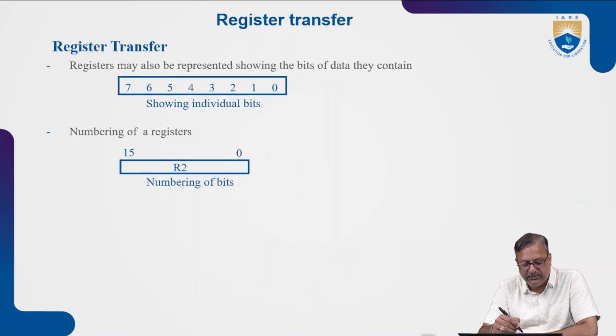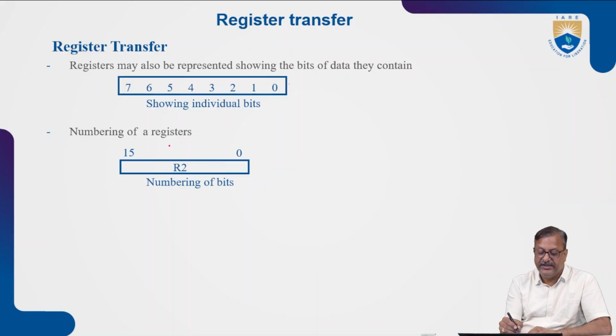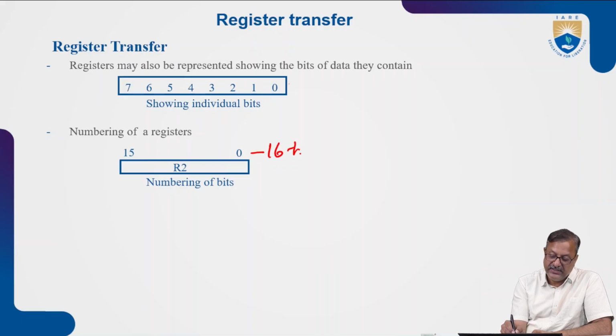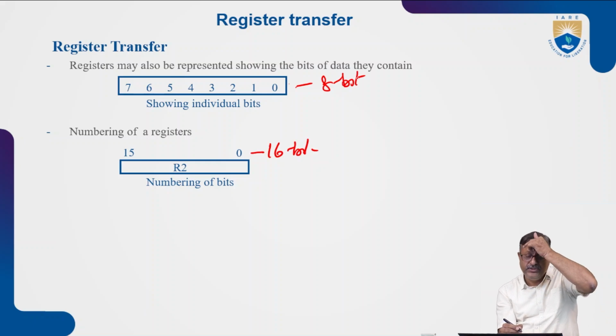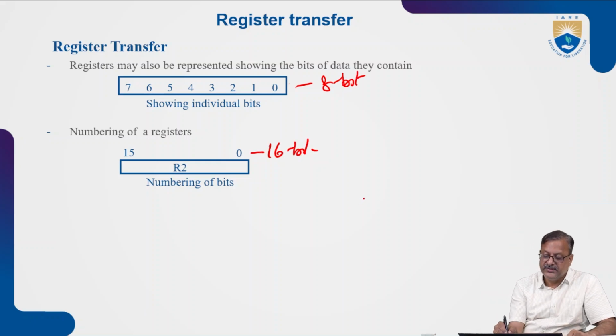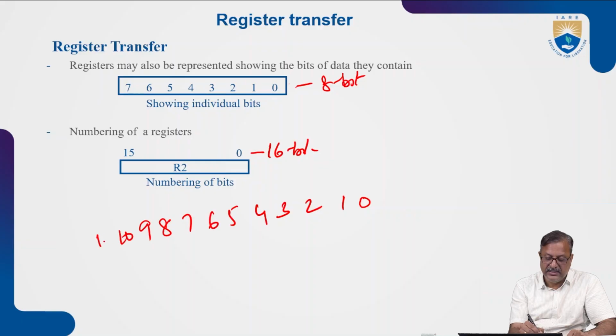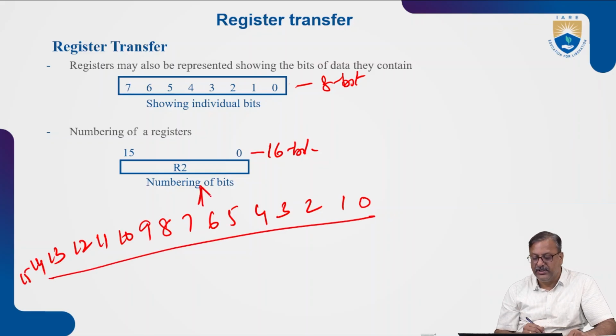Now the second one, you see the number of registers. Here is taken one example of 8 bits. Next you see shown the example R2, a register which is storing how many bits? 0 to 15 means it is able to store 16 bits. The previous one is able to store 8 bits. That means the bit positions we are including are 0, 1, 2, 3, 4, 5, 6, 7, 8, 9, 10, 11, 12, 13, 14, 15. These are the bit positions indicated here for R2.